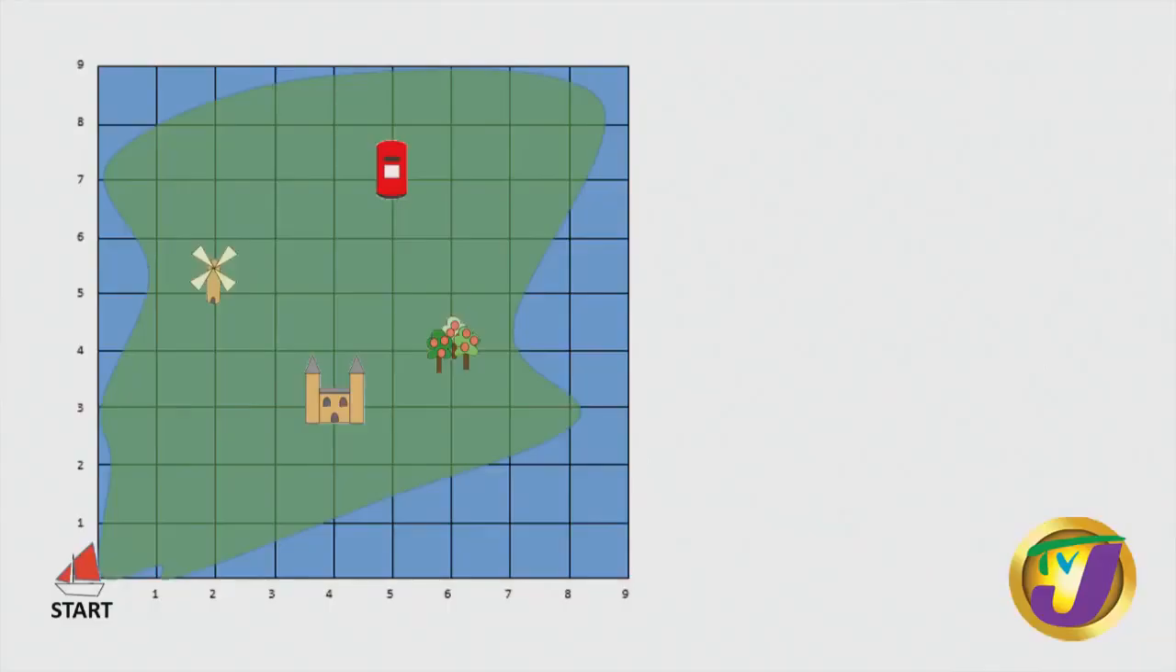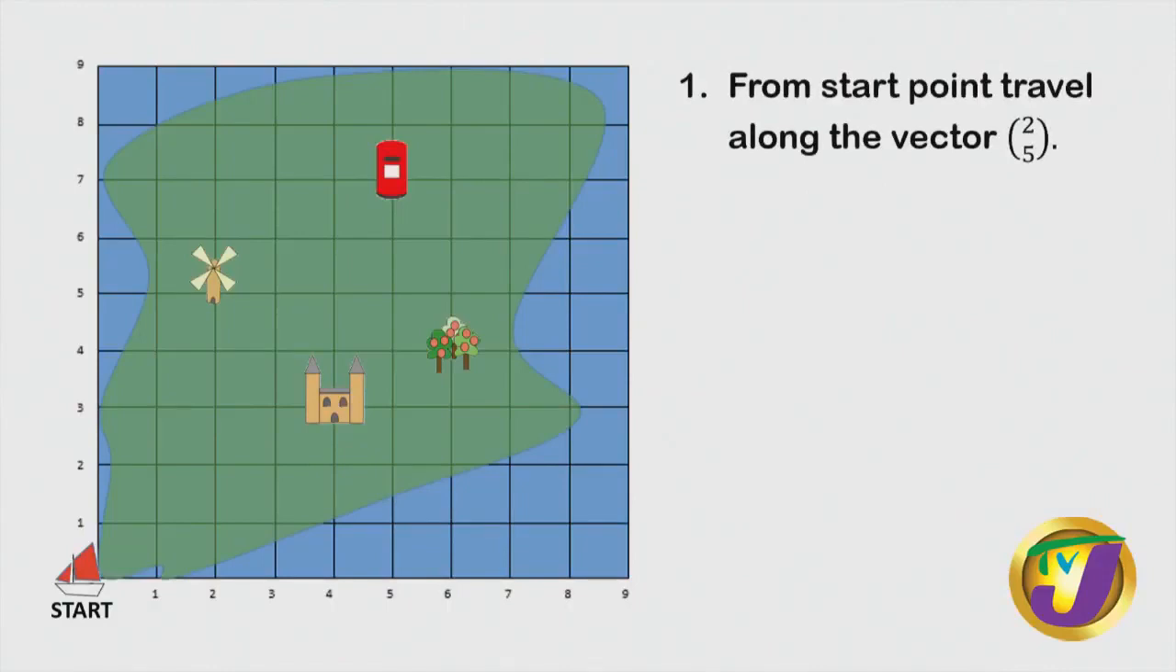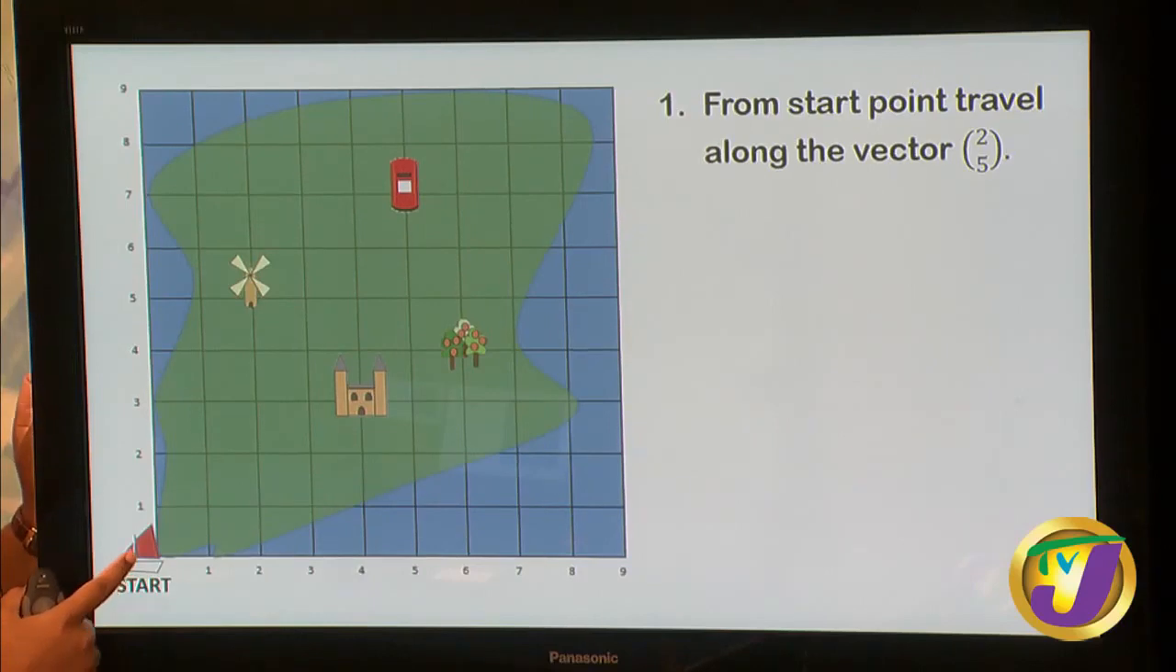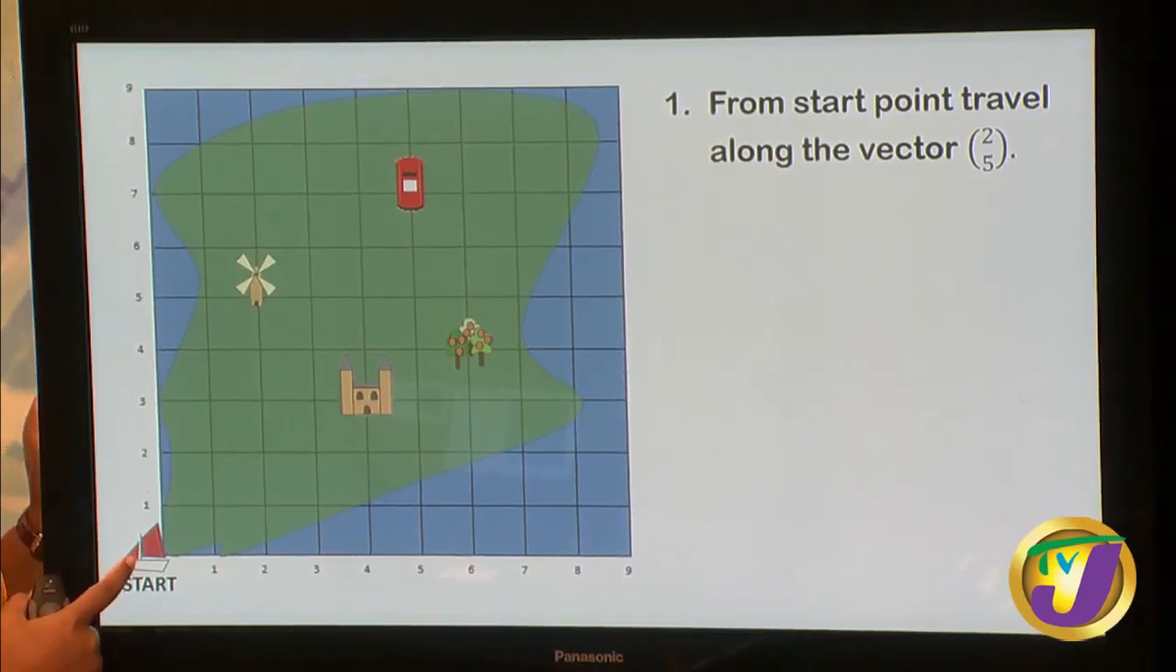Here goes. All right, so from the start point, you're going to travel along the vector 2, 5. So I'm starting here. Start, yes. And 2, 5. So where do you think we'll end up if we're starting here and we're moving along the vector 2, 5?